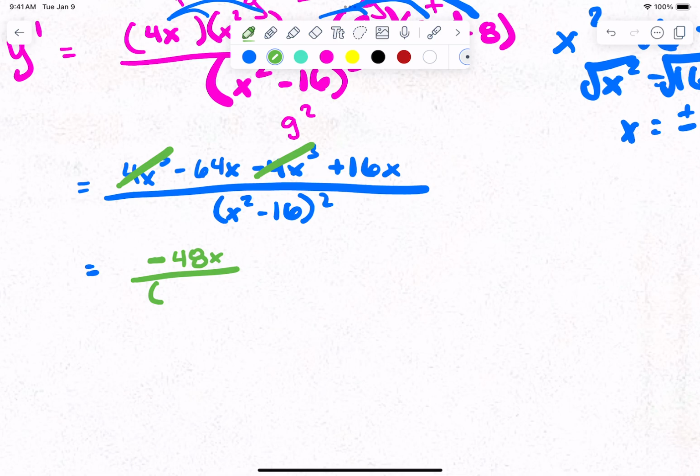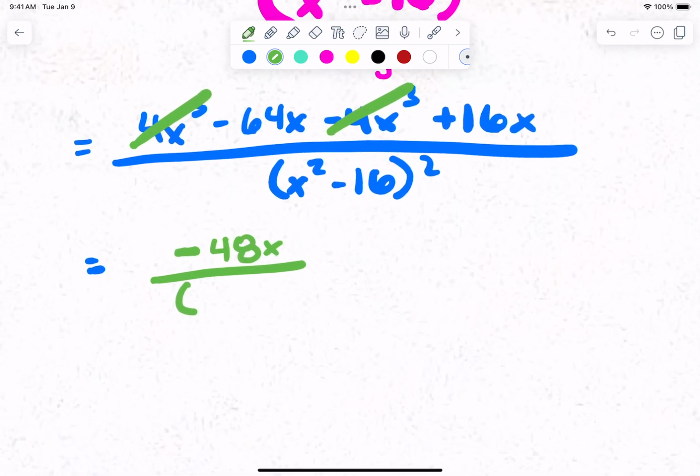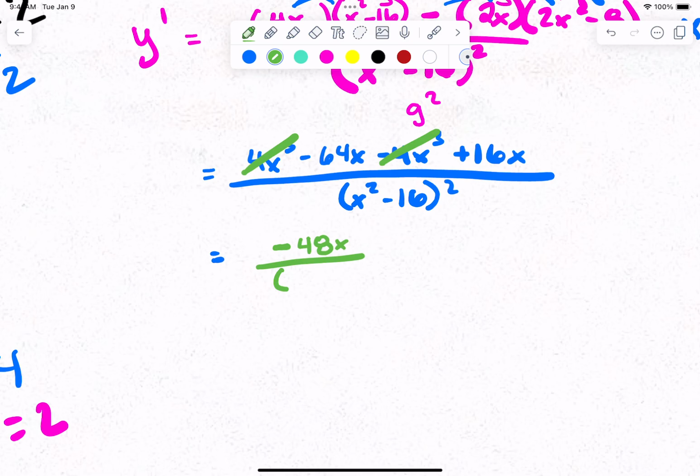Alright, so negative 48x, all over x squared minus 16 squared. That is what? Y prime, or f prime of x, whatever. That's my first derivative. Okay, now what do we do with that?